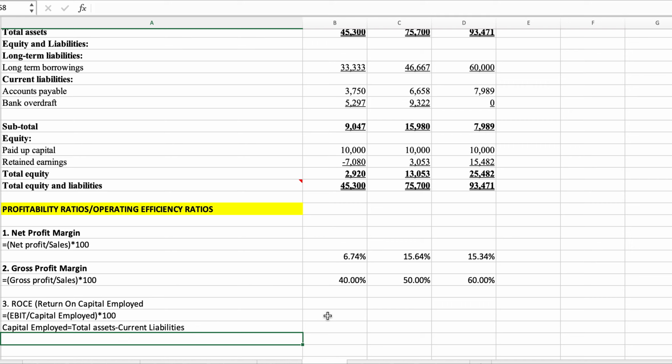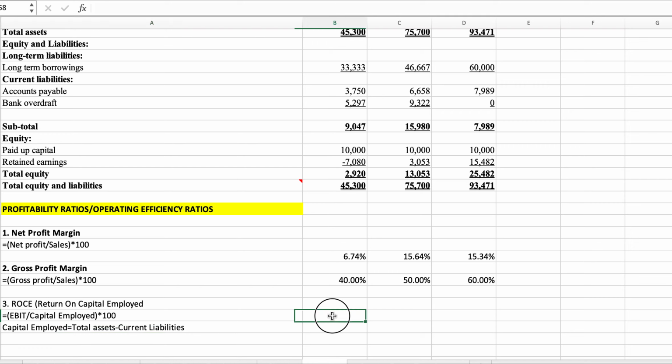So in our case here, in 2020, our EBIT is a short form for earning before interest and tax, or profit before interest and tax. Earning before interest and tax and profit before interest and tax are one and the same thing. So let us find return on capital employed for the year 2020.